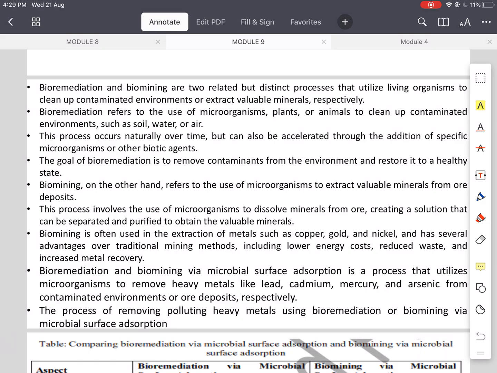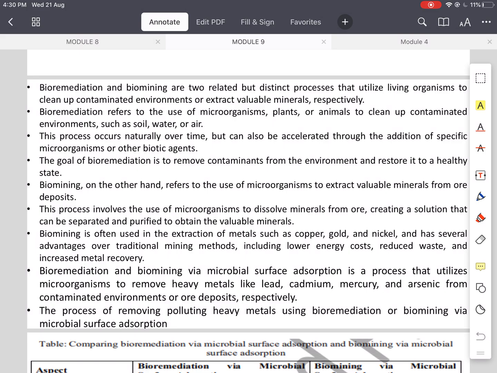First, let us understand what we mean by bioremediation and biomining. These two are related, but they are used for different purposes, using living organisms or microorganisms to clean up contamination. Bioremediation uses microorganisms, plants and animals to clean up a contaminated environment like water, soil and air. Here it is a natural process, and it can be accelerated. It is controlled, basically. The goal of bioremediation is the removal of contaminants from the environment to give a healthy state to that contaminated environment.